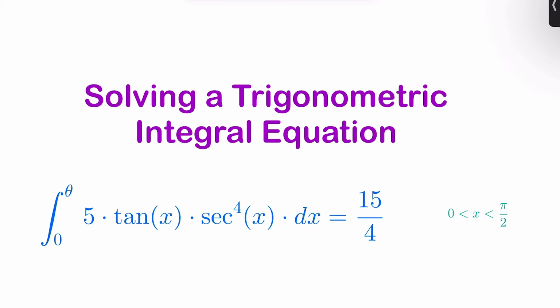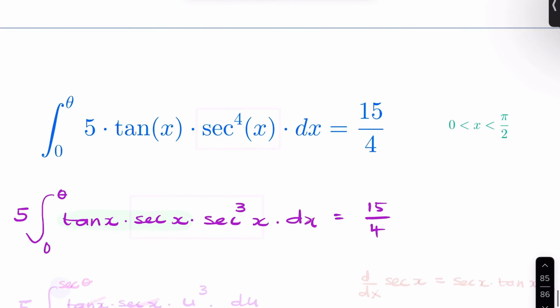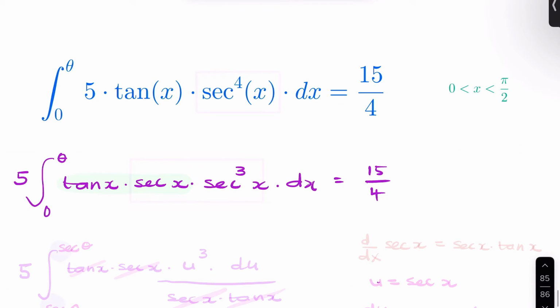This is an interesting question. Not only is it a trigonometric integration, but we're also being asked to solve, i.e. to find the value of x. And we're given a range from 0 to pi over 2. So if you look carefully, you can see that we have a tan and a secant.